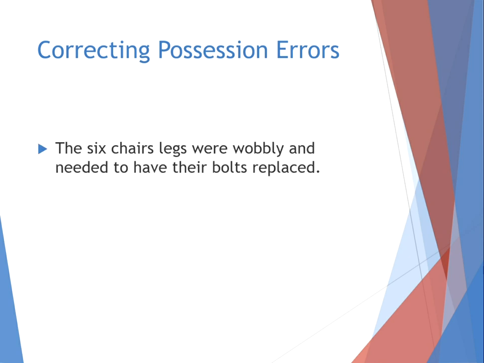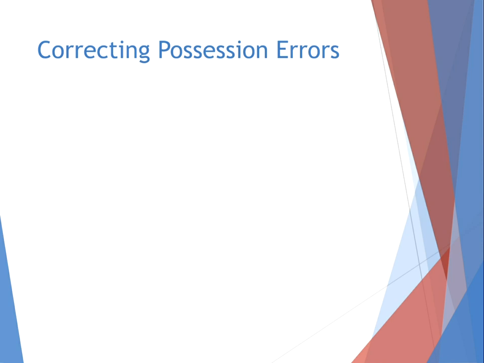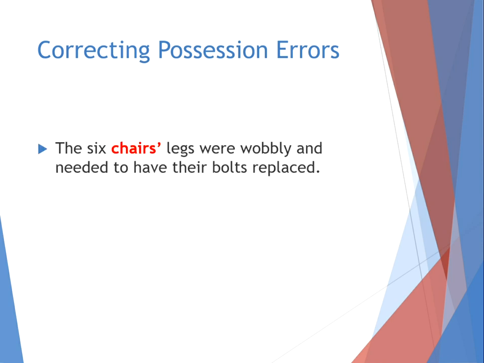The 6 chairs' legs were wobbly and needed to have their bolts replaced. This is a complicated one. Here, we have multiple chairs needing all their bolts replaced, or some of their bolts replaced. So since there are 6 chairs, we have to designate the plural, C-H-A-I-R-S, and then use the apostrophe to indicate the possession.